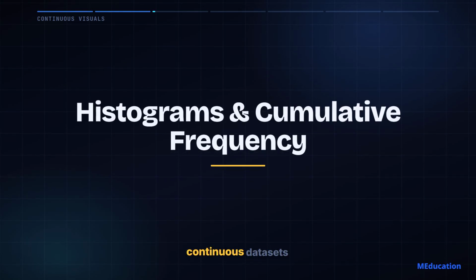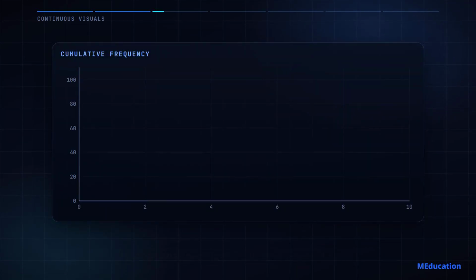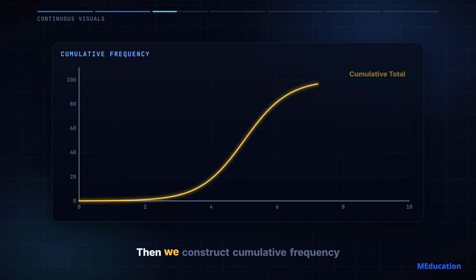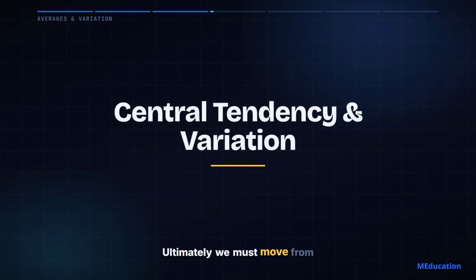For larger, continuous datasets, we need more advanced visualizations. You will learn to draw histograms, specifically handling unequal class widths, where the area of the bar represents the frequency. Then we construct cumulative frequency graphs. As this curve sweeps upwards, it plots a running total of your data. You will use this exact shape to estimate medians, quartiles, and custom percentiles, reading directly across and down to extract hidden thresholds.